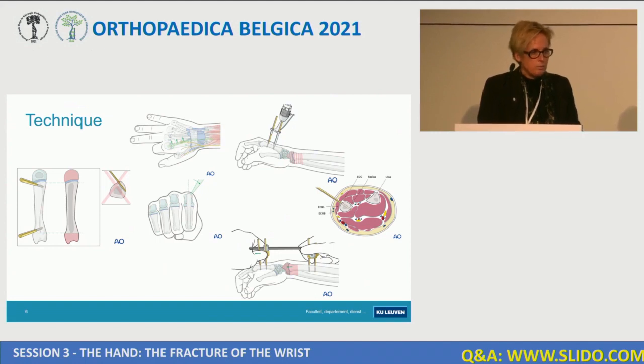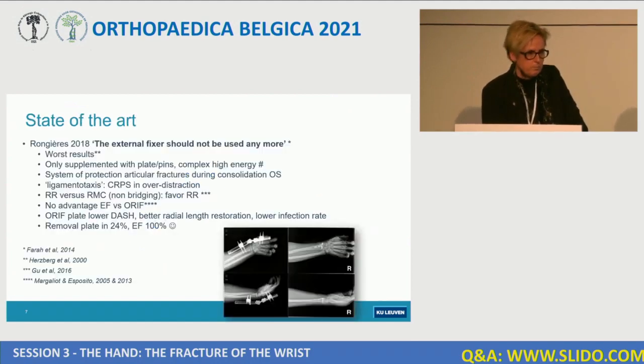A good idea is to bend the index so that the extensor is out of the way, to put the pins in a 40 degrees position in the second metacarpal. That's the classical positioning. And of course in the forearm you go between the extensors of the wrist and the extensors of the fingers.